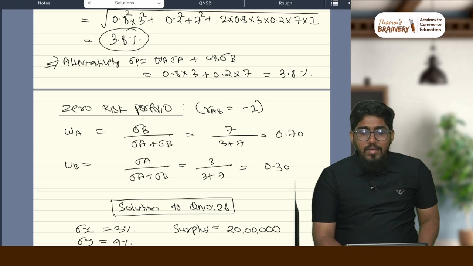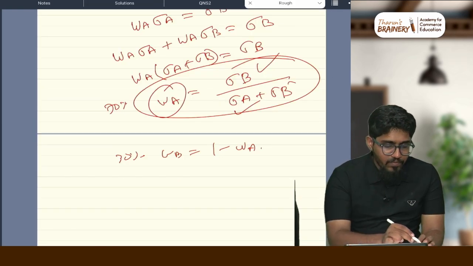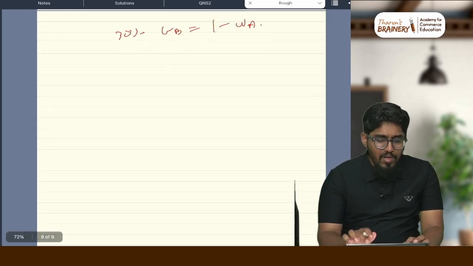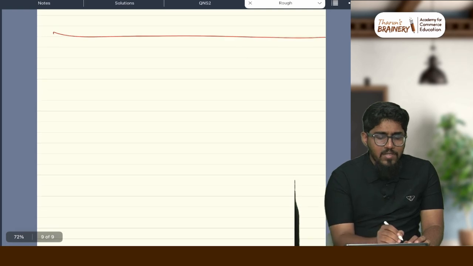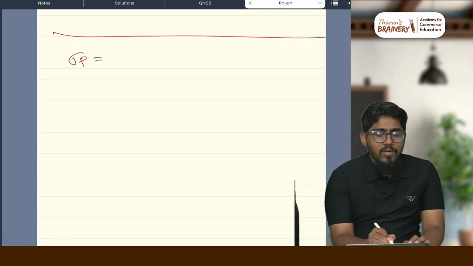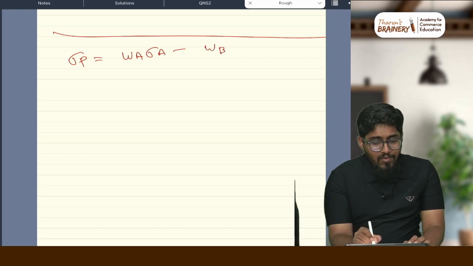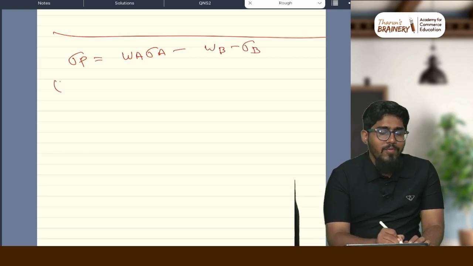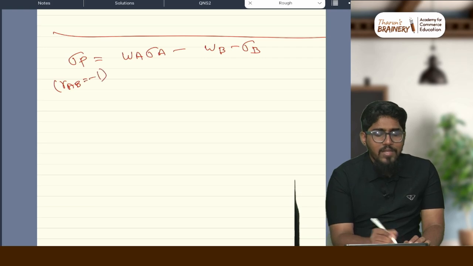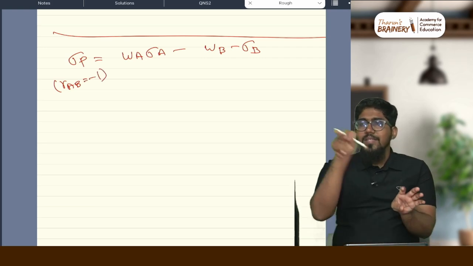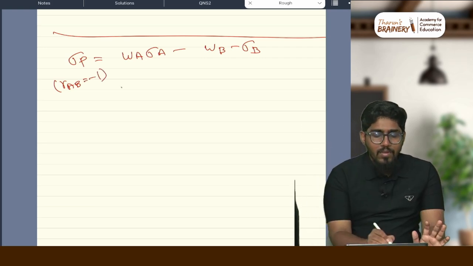Can you check? Wait, I will just show you. Sir, it is very interesting. Let me calculate. So if it is negatively correlated, it means weight of A into standard deviation of A minus weight of B into standard deviation of B. Correct? Why? Because R of AB is equal to -1. Clarity? So that's the reason I have removed everything. This is the formula.